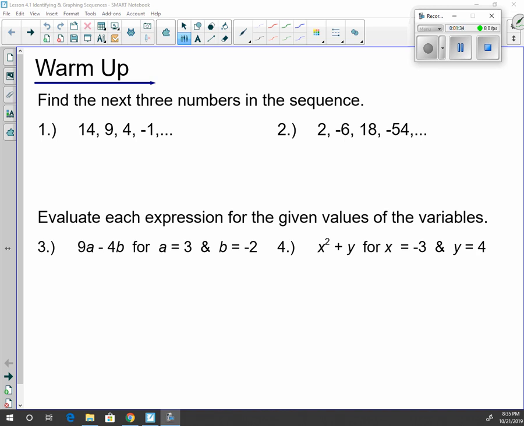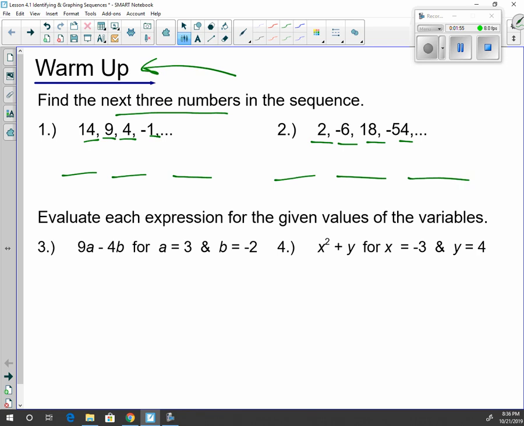Let's get started here. The first thing that I want you to do, if you haven't already, is to work on the warm-up. It says find the next three numbers in the sequence. So try to observe a pattern that is happening, and then write down the next three numbers, 1, 2, 3. Then do the same for the second sequence, writing down the next three numbers, 1, 2, 3.